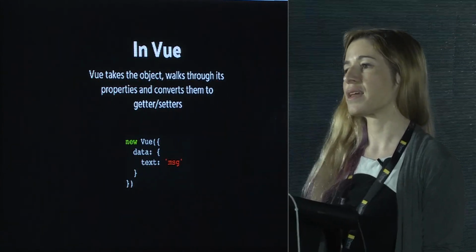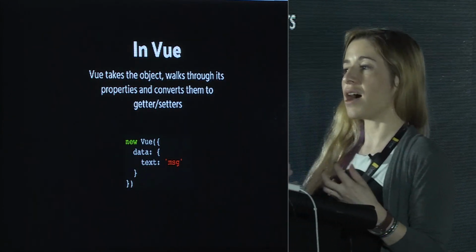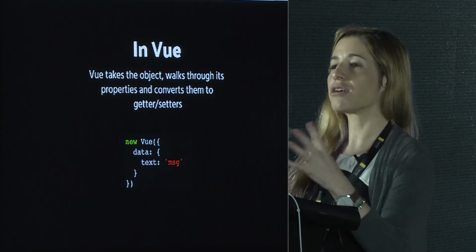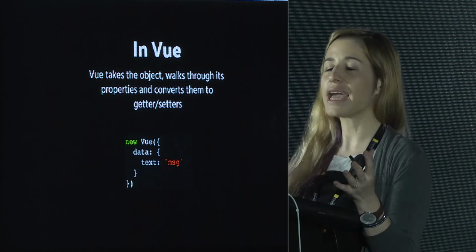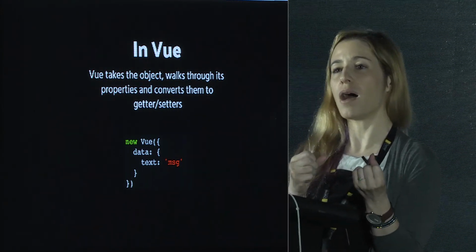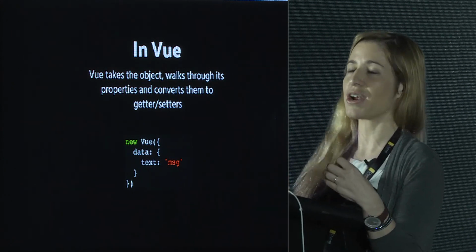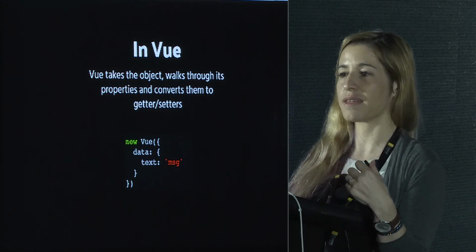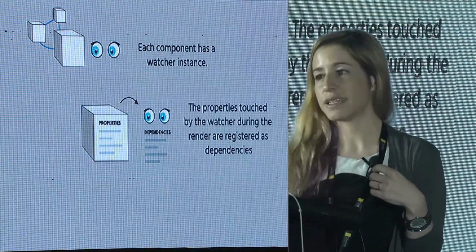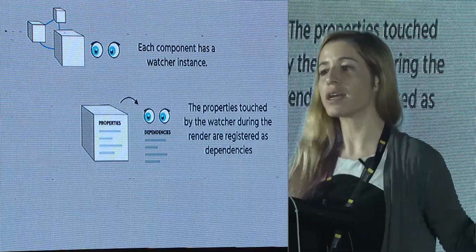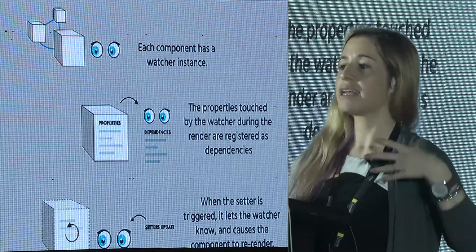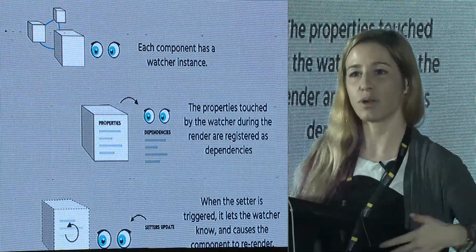So in Vue, we're taking the data object, or a function that returns the object, walking through its properties and converting them to getters and setters. Vue can't detect property addition or deletion, so we're using this object to create dependency tracking and change notification on anything that we store. Each component has a watcher instance. The properties touched by the watcher during the render are registered as dependencies. Then when the setter's triggered, it lets the watcher know and causes the component to re-render.